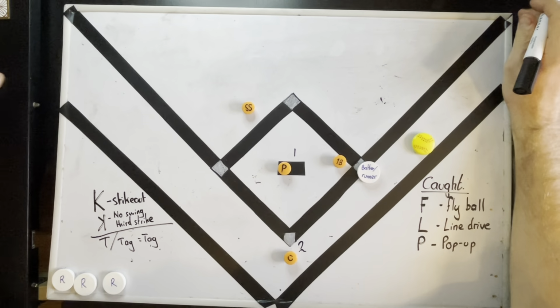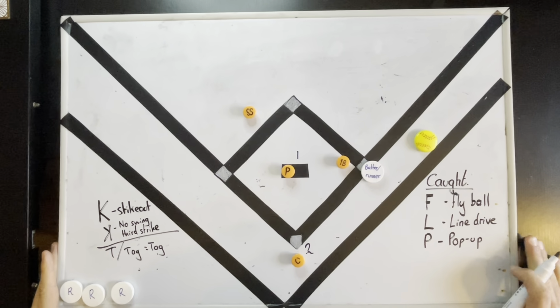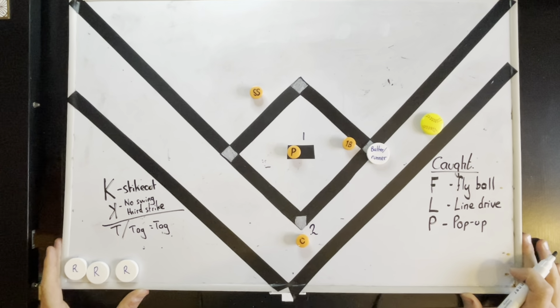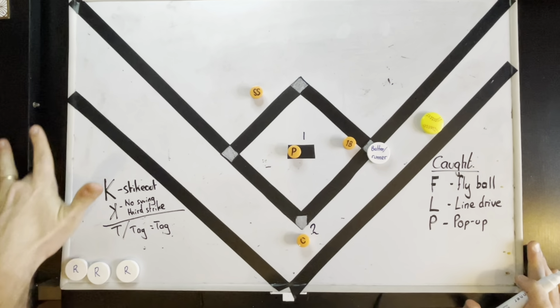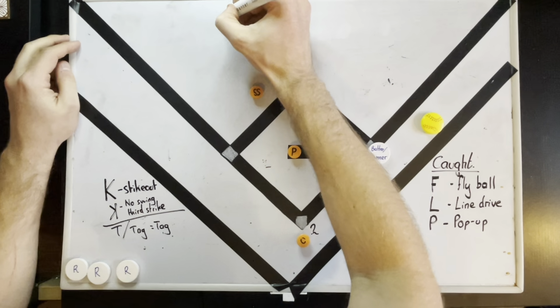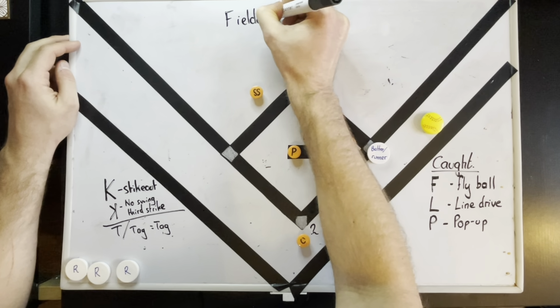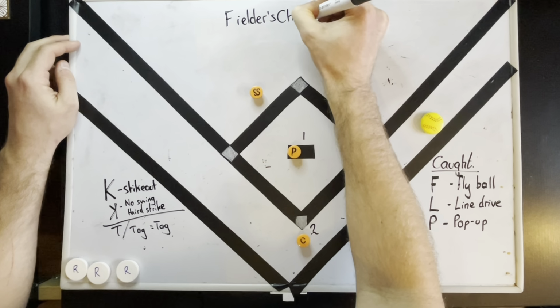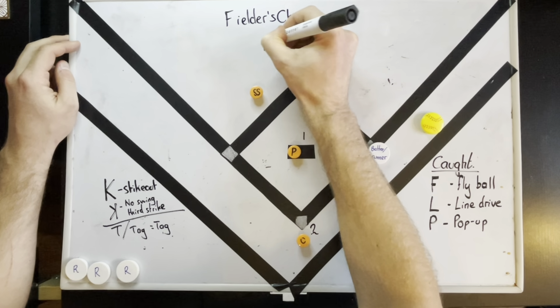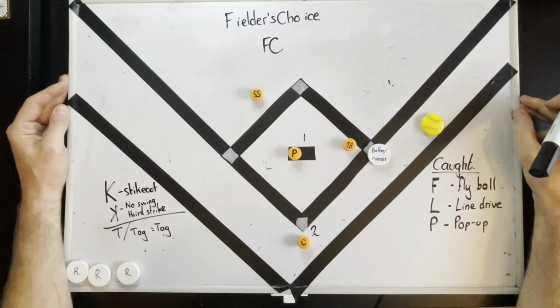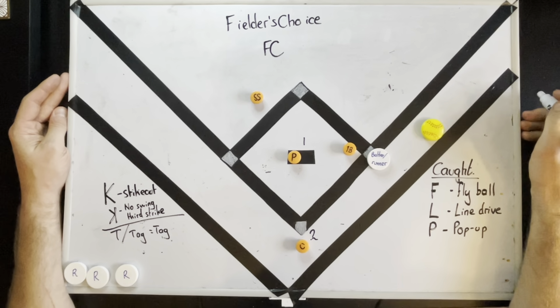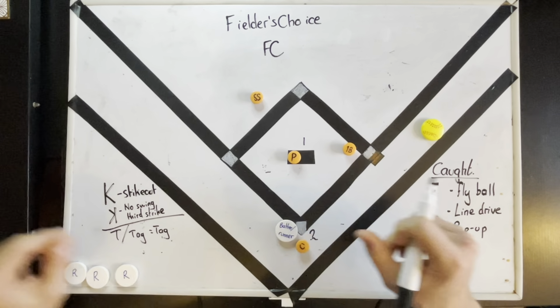The most common one that you might find, especially on one of my stats sheets, is something called a fielder's choice, denoted by the letters FC. And again, it doesn't classify as a hit. So what is a fielder's choice?